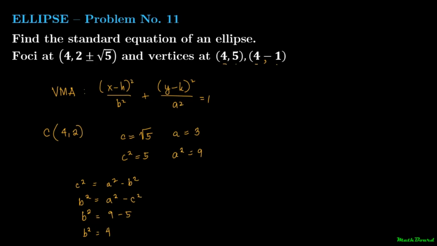Okay? Now, we can now find the equation. Take note again that the center is at (4, 2). This is our h. This is our k. Thus, the equation is x, h is 4, so x minus 4 squared, divided by b squared, that is our 4, plus y, k naman is 2, so y minus 2 squared divided by a squared, 9, equals 1. So, yan na yung ating equation.